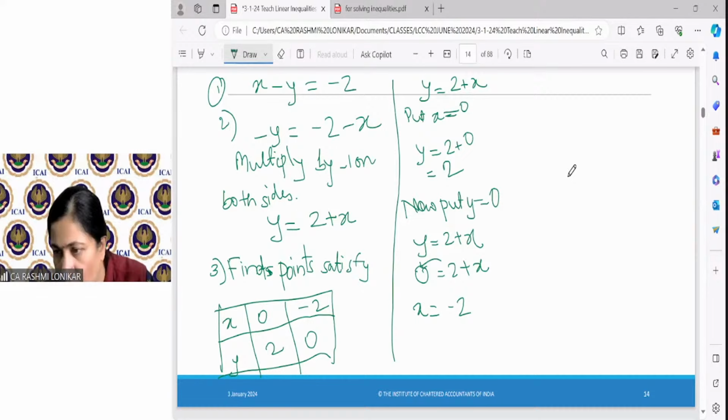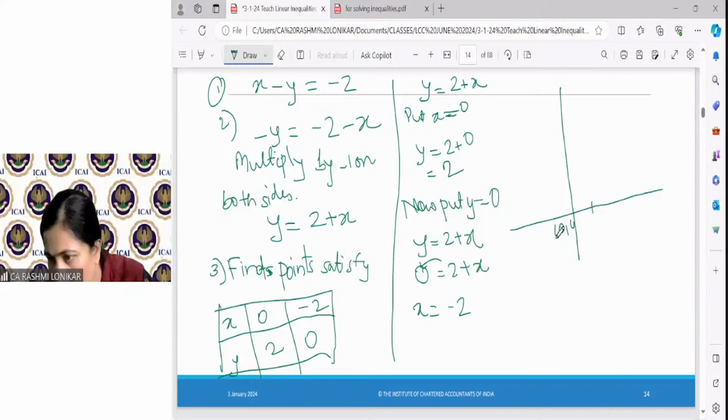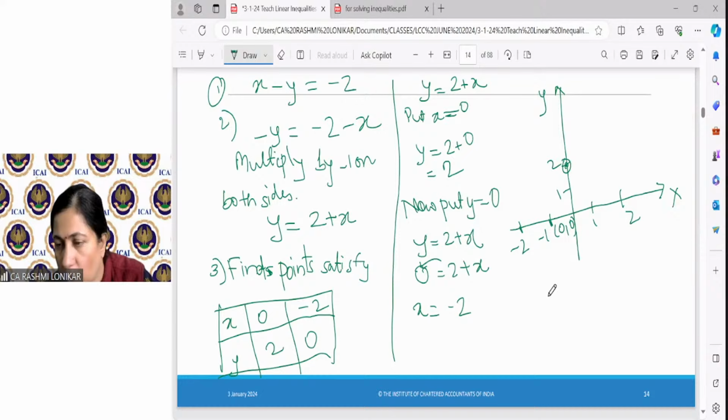So now I draw the graph. This is my 0, 0. This is my minus 1, this is my minus 2, this is my 1, this is my 2. This is my first point, because the first point is 0, 2 on the y-axis. This is my y-axis, x is always 0. So this is 0, 2. And on the x-axis, y is 0, so this is minus 2, 0. So the points we are plotting are 0, 2 and minus 2, 0.